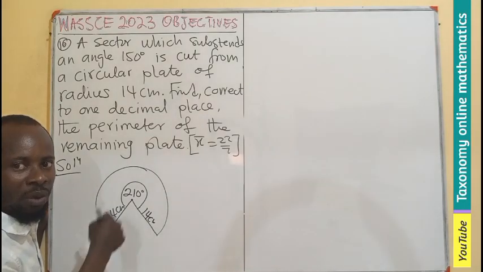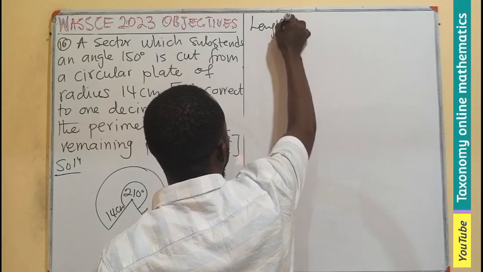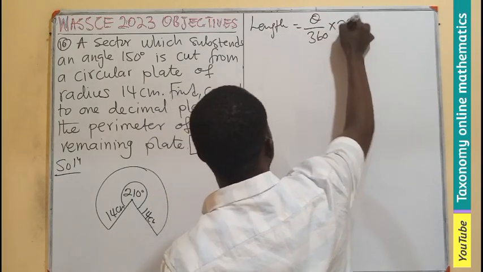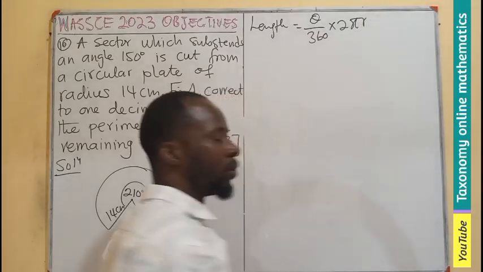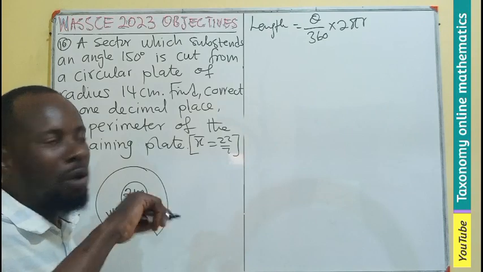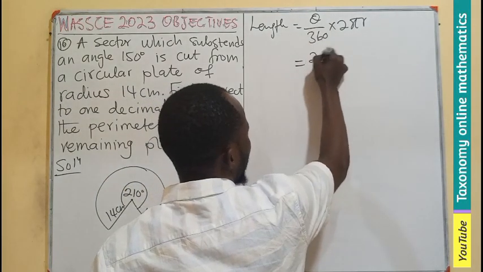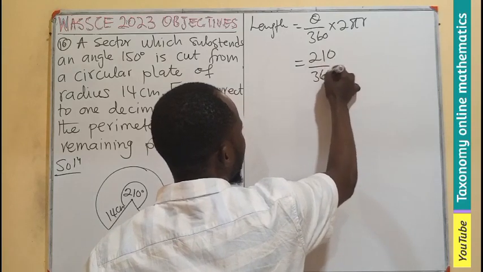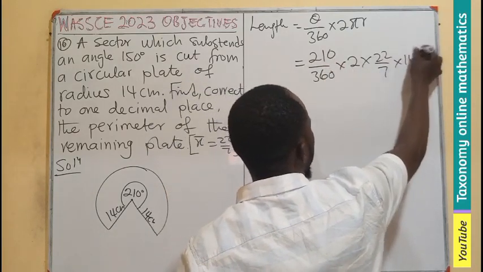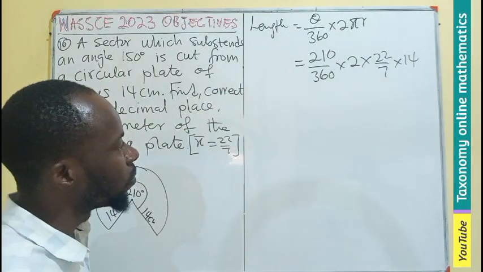And how do we find the length of an arc? We know the length is going to be theta out of 360 times 2 pi r, because the length is part of the circumference of the circle. So now, are we going to do substitution? 210 over 360, 22 over 7, then we have 14. Just doing substitution of the values.